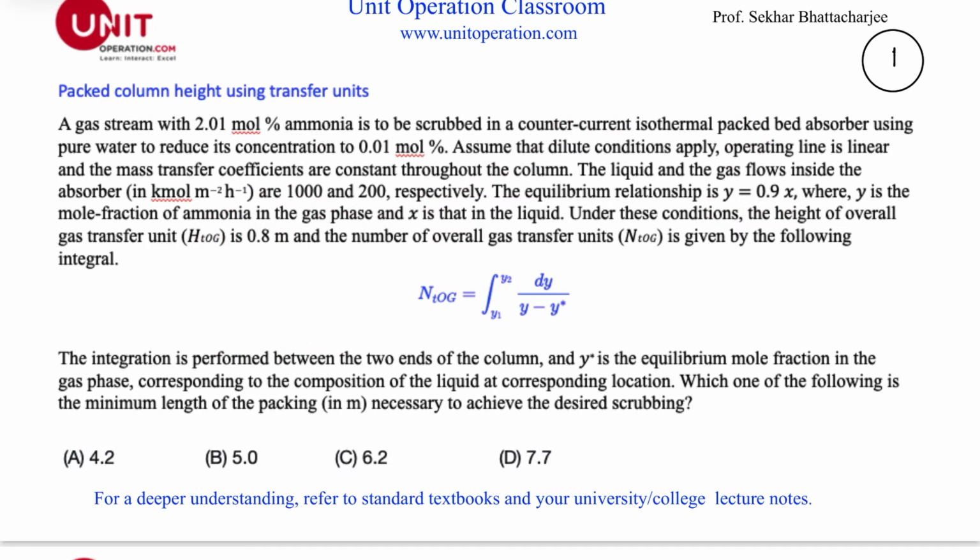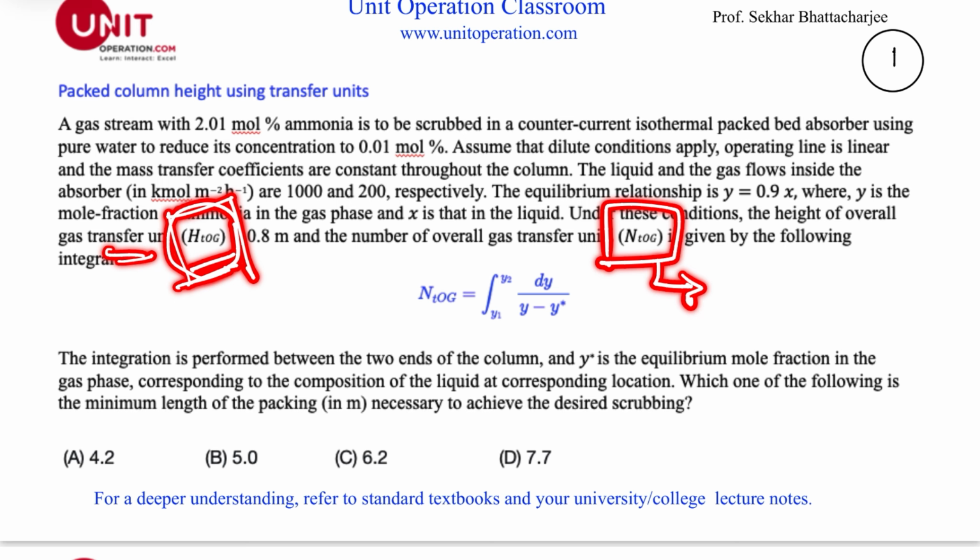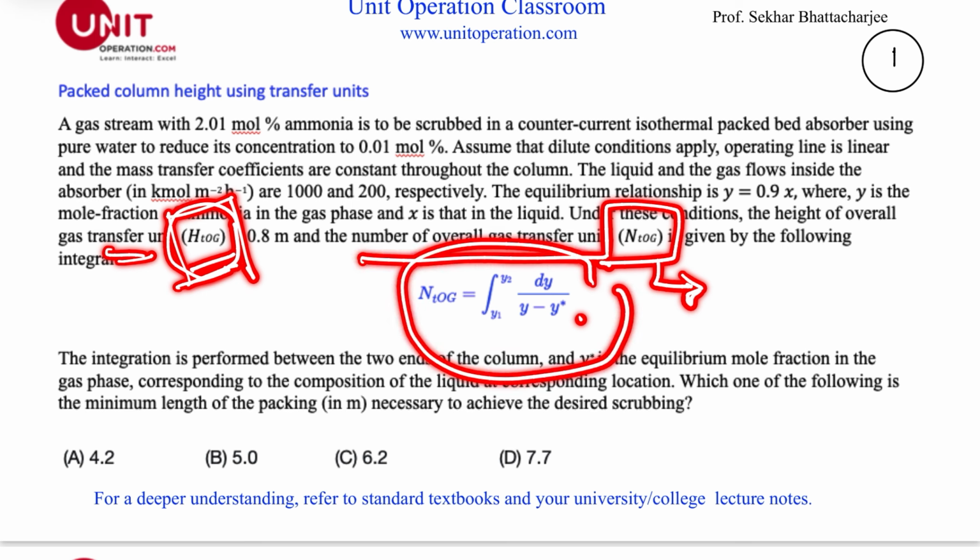Under these conditions, we will discuss what is meant by the height of the overall gas transfer unit, HTOG, and the number of overall gas transfer units, NTOG. There are different types of gas transfer units. This is based on the overall driving force, and you will find what is meant by that in any standard textbook. So what is the concept of height of a transfer unit and number of transfer units? We'll see that it is given by this relation.